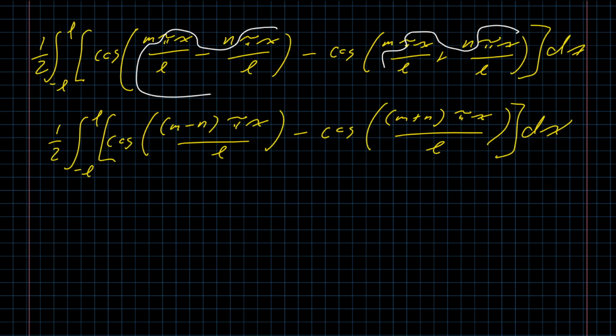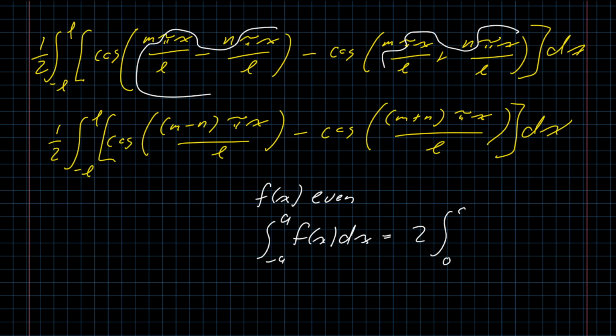The next step is a little bit tricky. For my next step, I'm going to remind you that for an even function, the integral from negative a to a of f of x dx is the same thing as twice the integral from 0 to a of f of x dx. Right? Remember, an even function is one that is mirrored on the positive and negative values of x. So going from negative a to 0 and going from 0 to a is exactly the same thing. So we just do that twice.